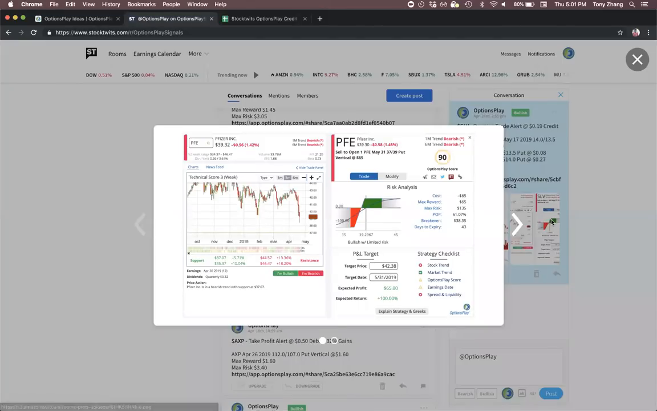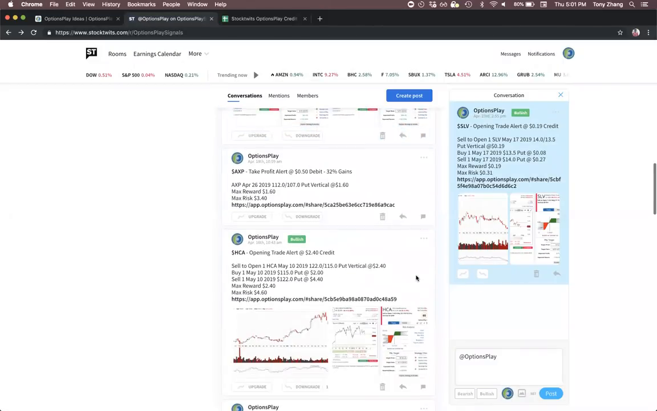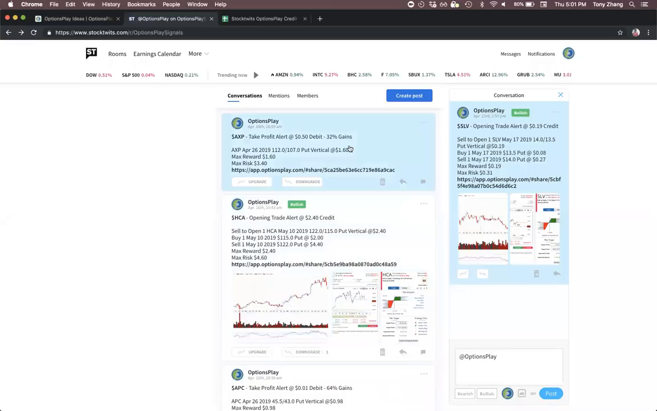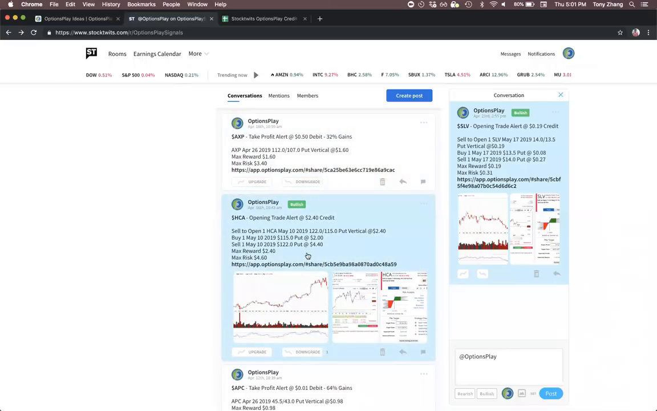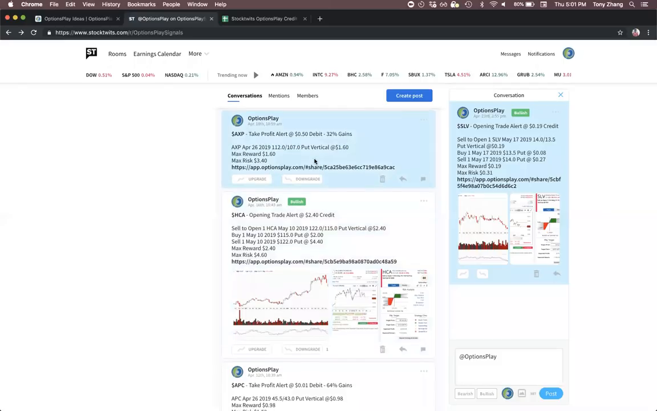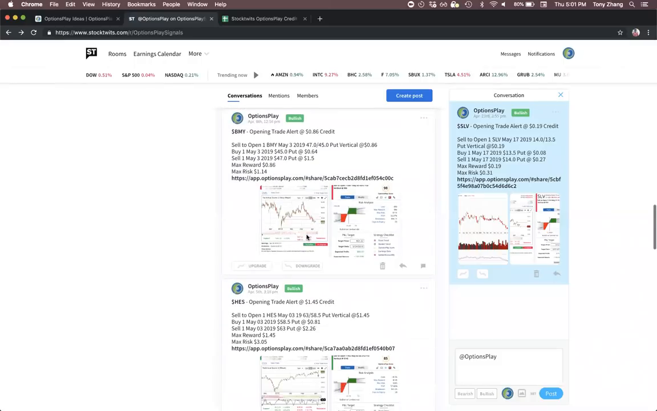That trade is still open, but as you can see, what you get is a stream of trades and the take profits. This was the HCA trade that we opened up last week, American Express, where we took profit, and you just get all of these streams in real time. You can log into the platform to see them, or you can just wait for the emails to get into your inbox every day for those trades.